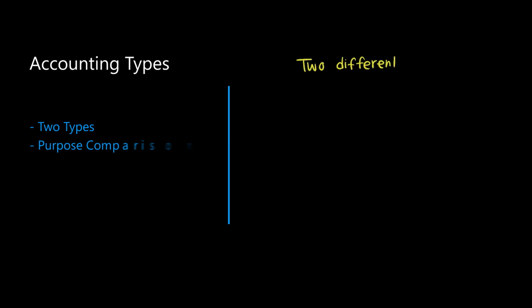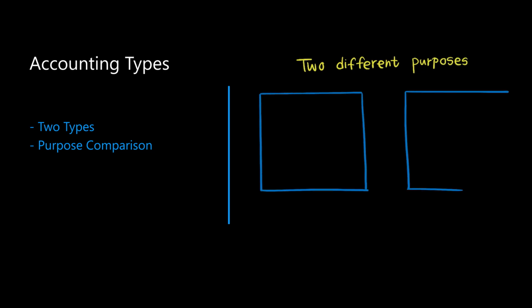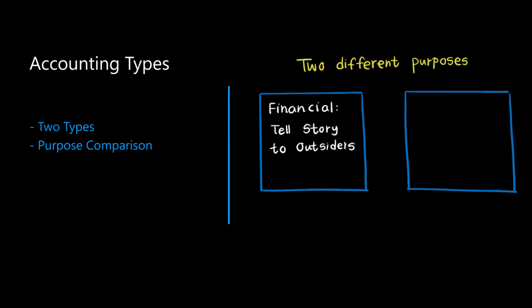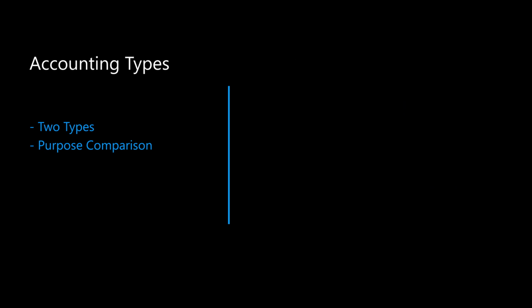Think of it this way. Financial accounting tells the story to outsiders. Did the company make money? Is it financially healthy? Managerial accounting helps insiders run the business. Should we launch this product? Which division is most profitable? Both use accounting information, but for different purposes.